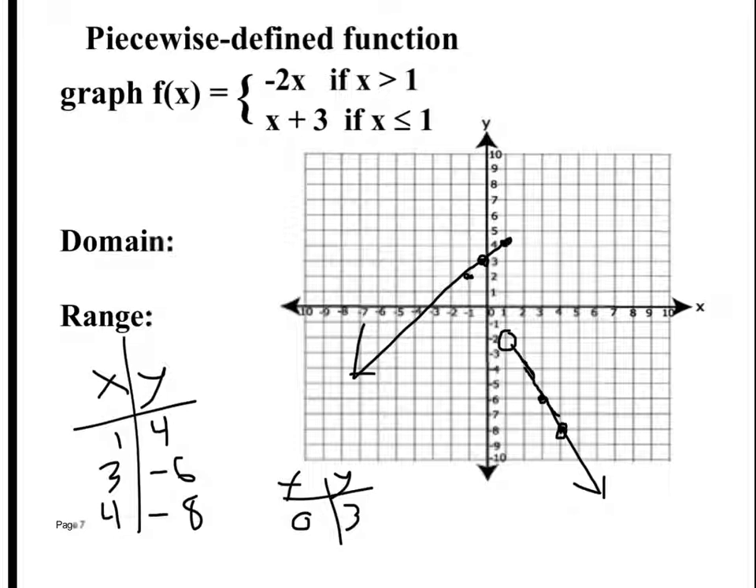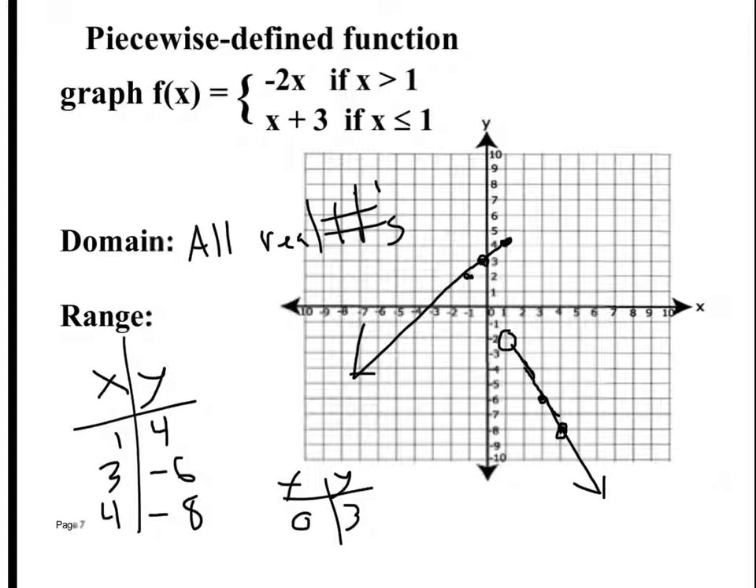My domain of this is all real numbers because it includes all the x-coordinates. It goes all the way to the left and all the way to the right. So all real numbers. What about my range? What would my range be for something like this? All numbers included? It's not all real numbers.